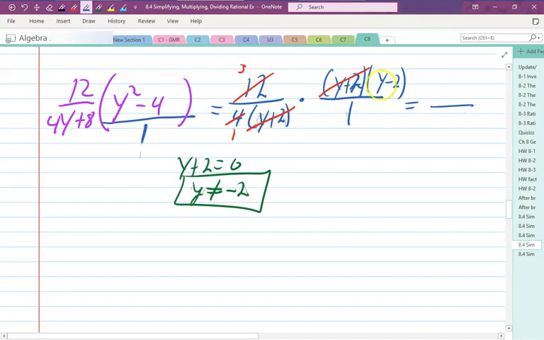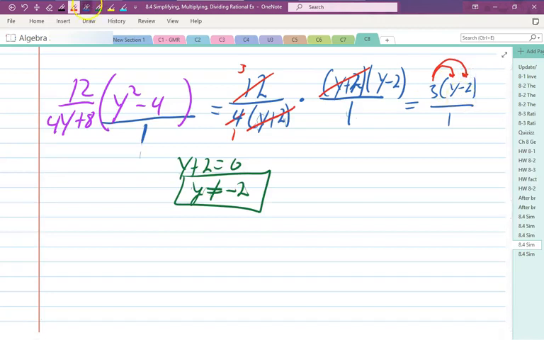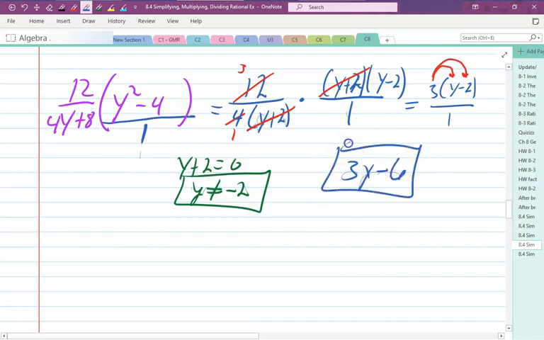We have 3 times y minus 2, so we write 3 times y minus 2. And then we have 1 times 1, which is simply 1. Now the big issue here is don't forget to distribute. This y distributes to both of those, and that leaves us with an answer of 3y minus 6.